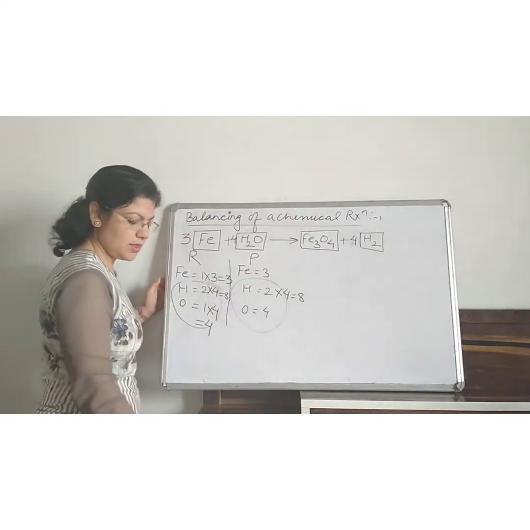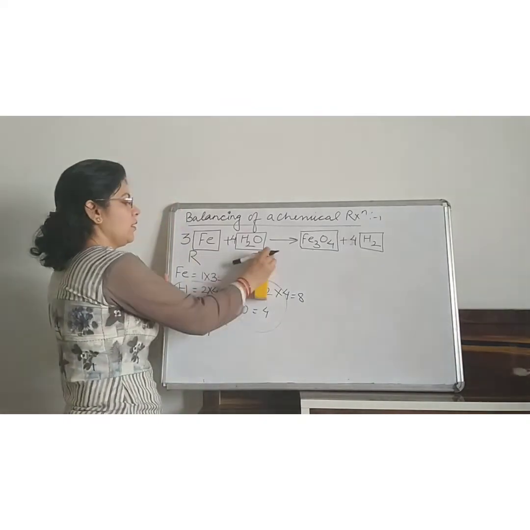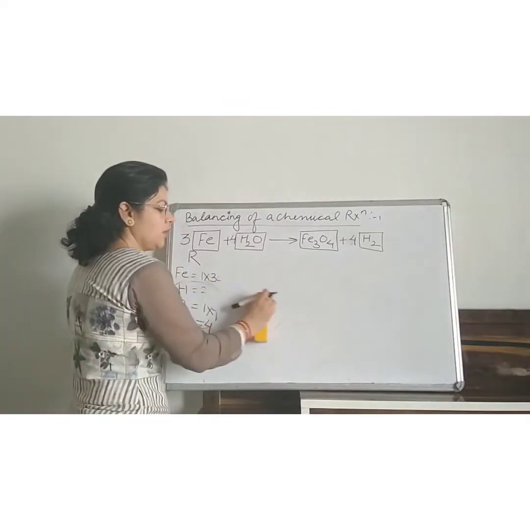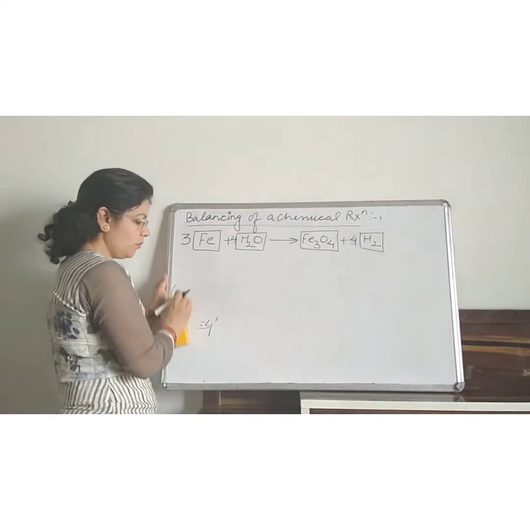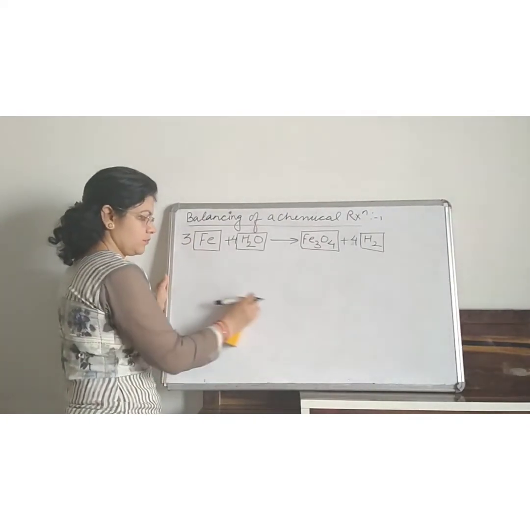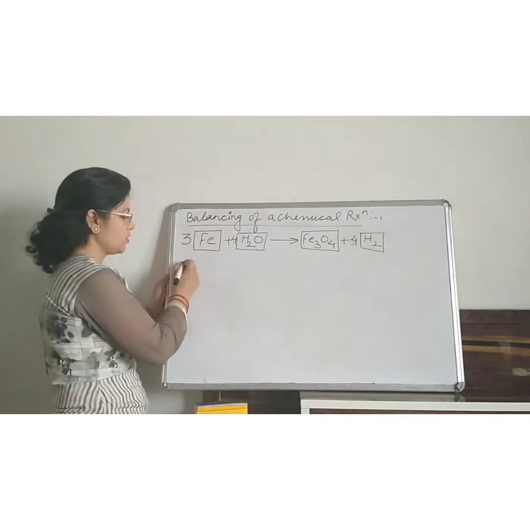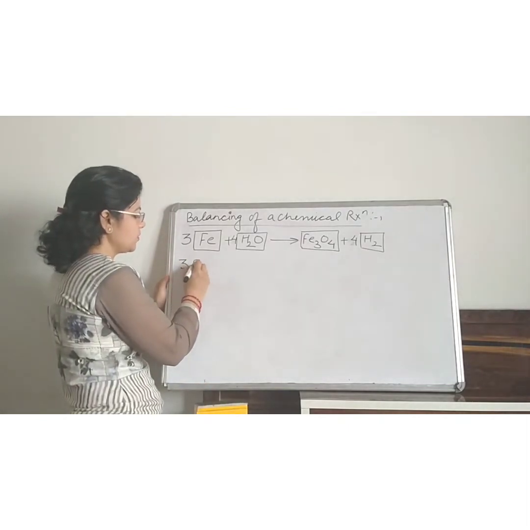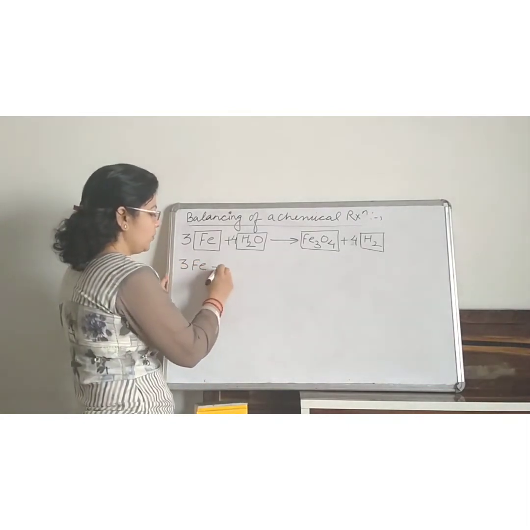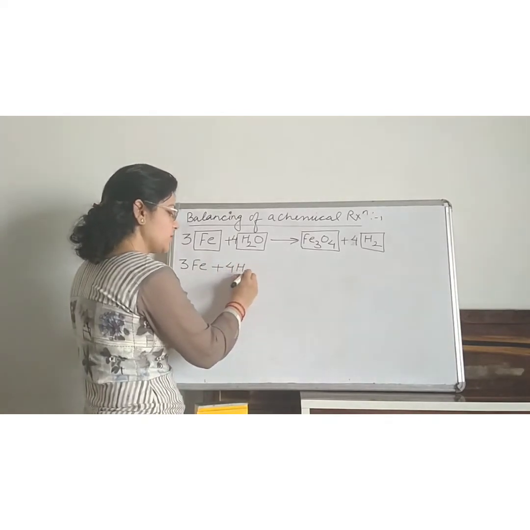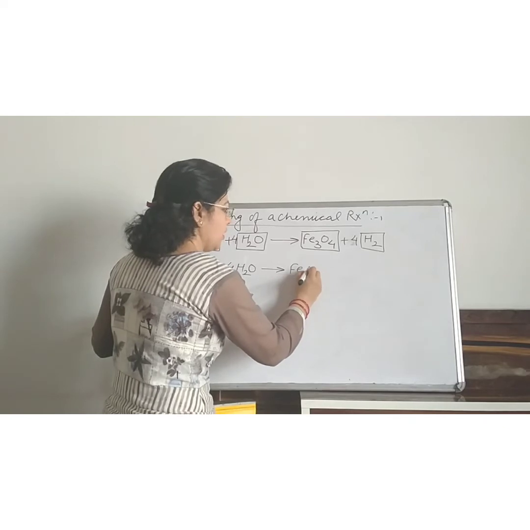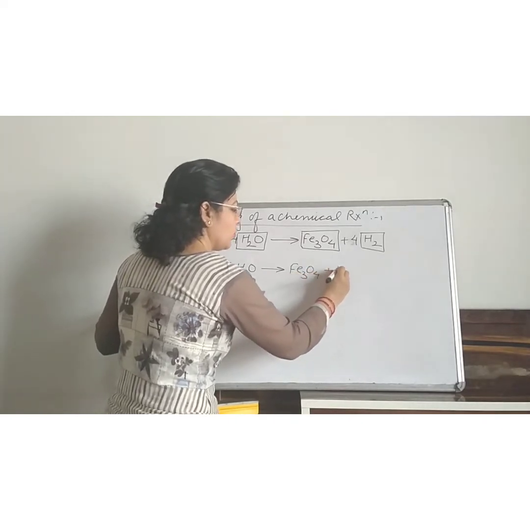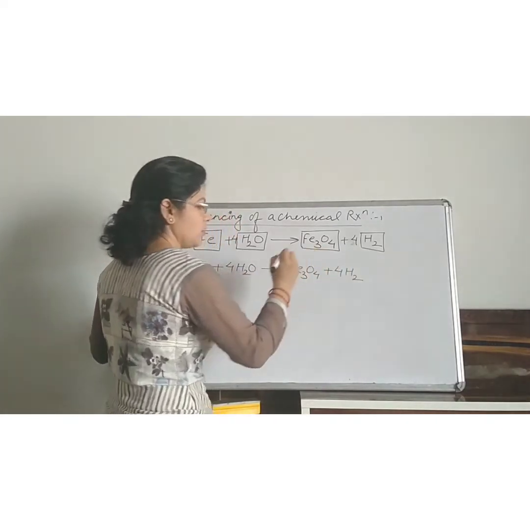In the last step, we rewrite this chemical reaction after removing the boxes. After removing the boxes, the chemical reaction becomes 3Fe plus 4 molecules of steam, giving iron oxide along with 4 molecules of hydrogen.